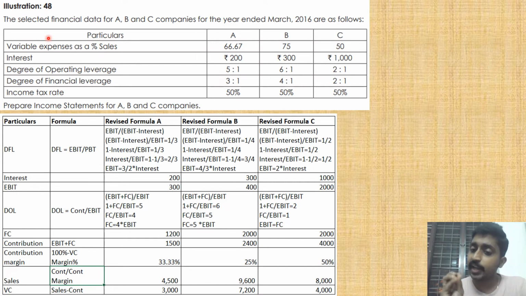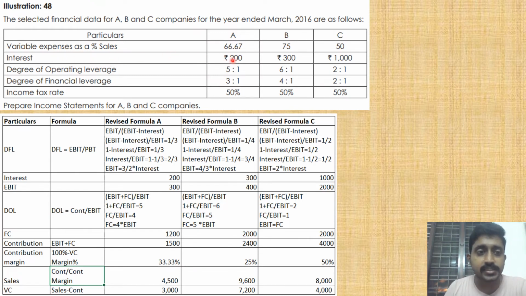The question has given only clues, and from these clues we have to find the values. Okay, the selected financial data for A, B, and C companies for the year ended March 2016 are as follows. Variable expenses as a percentage of sales: if we multiply sales by this percentage, we can find the variable cost, and the balance, sales minus variable cost, will be the contribution. So 100% minus 66.67 percent for A will be the contribution percentage. So 100 percent minus variable cost percentage is going to give you the contribution percentage. So this is one concept.